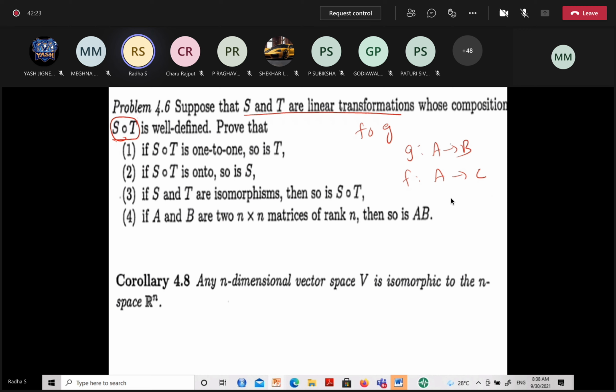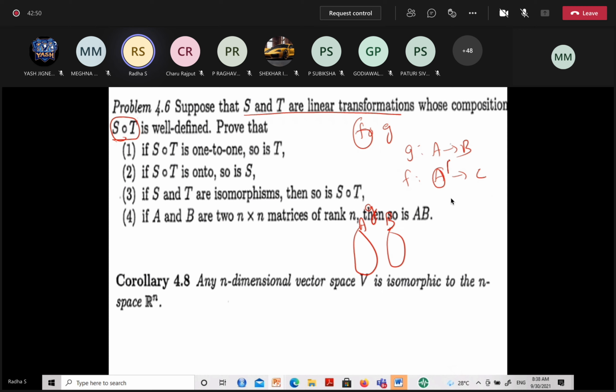You know composition of functions or not? How does composition of function mapping act first of all? First G will act, right? G will act first, A to B. On that image only what should act? F should act. Image will be the domain for F.